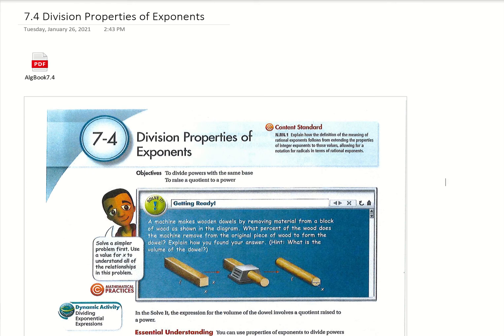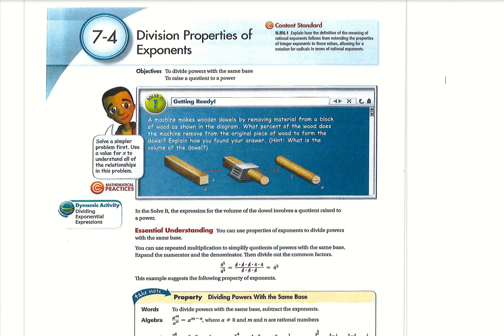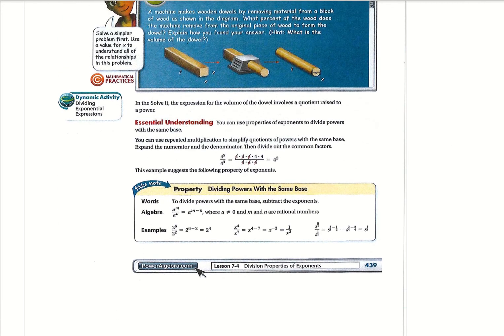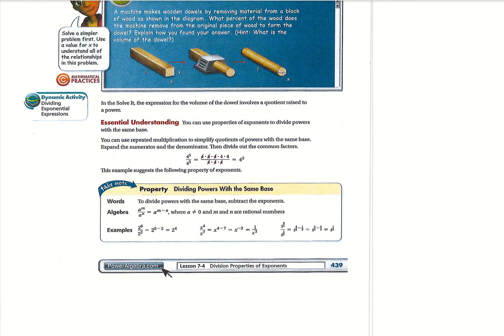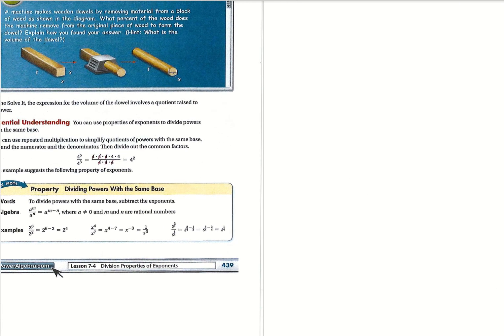Okay, so we've talked a lot about the multiplication properties of exponents with the last couple of lessons. Today we're looking at division properties. It's going to be pretty much the same sort of stuff, but now we're looking at division instead of multiplication. This starts on page 439 of your book, if you're following along there.